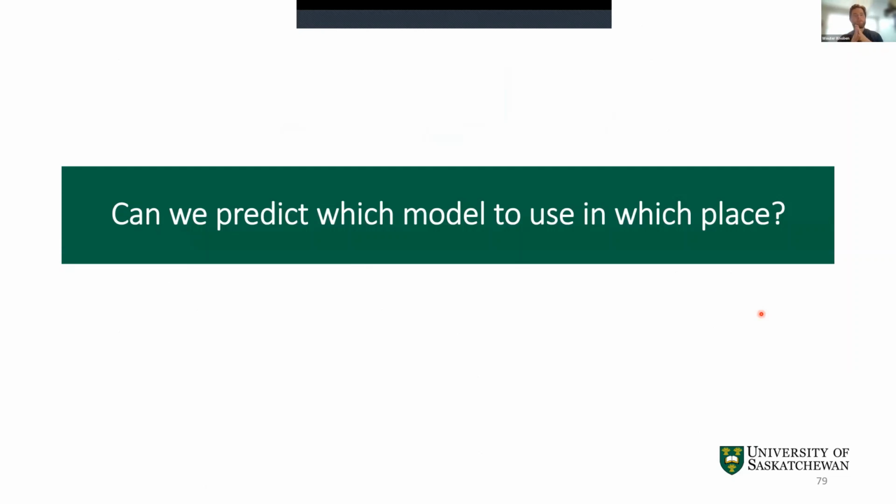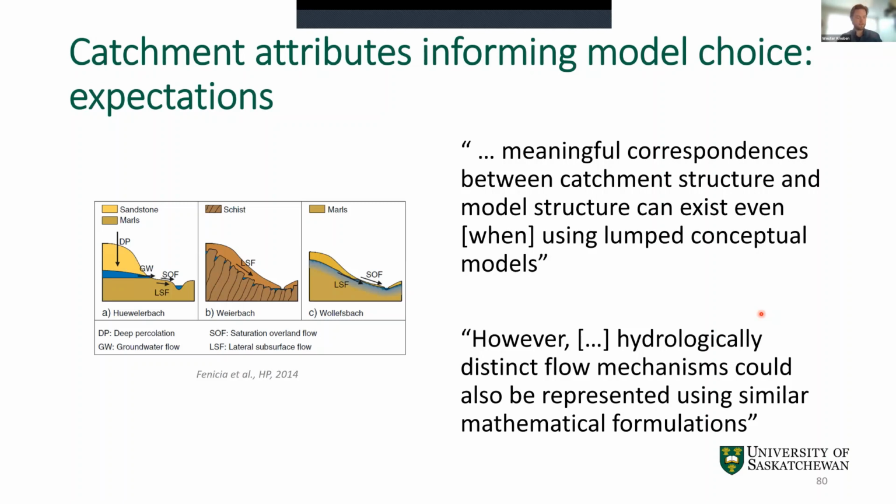Now, back to the question that actually started this entire work, can we predict which model to use in which place? And for this, we're obviously not first. So again, we can define some expectations. And for this, we go to Fmitscher et al. 2014, who developed several lumped bucket models for different catchments, catchments of different geology. And what they say is meaningful correspondences between catchment structure and model structure can exist even when using lumped conceptual models. So that's great for us.